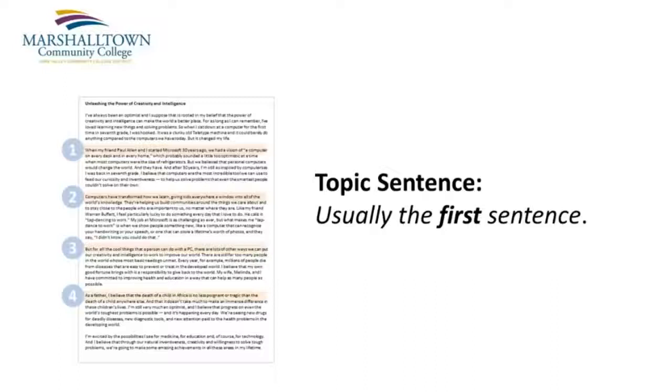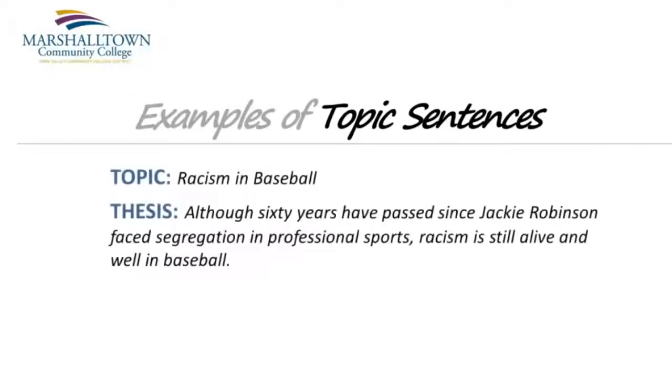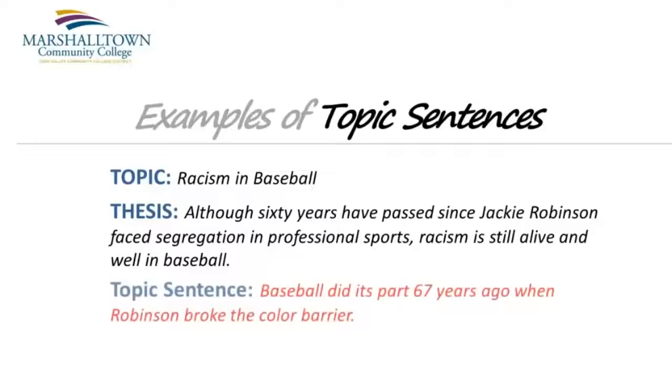Let's take a closer look at a topic sentence. In my example about baseball and racism, the first paragraph of my essay might start with this topic sentence. Baseball did its part 67 years ago when Robinson broke the color barrier. From here, I would write another 8 to 10 sentences about Jackie Robinson and his significance in regard to racism in baseball.